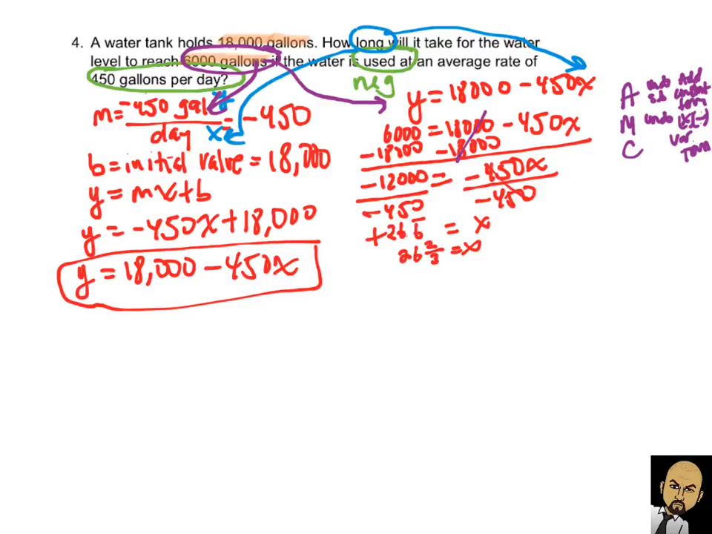Now, usually we don't write it like that. If it was a terminating decimal, we would write it, but in this case, because it's 0.66666, we write it as 26 2/3. So x equals 26 2/3. Now for the x values, we have to go back and remember what unit goes with them. That's going to be days, because our unit rate is 450 gallons per day. And so we end up with an answer of 26 2/3 days.